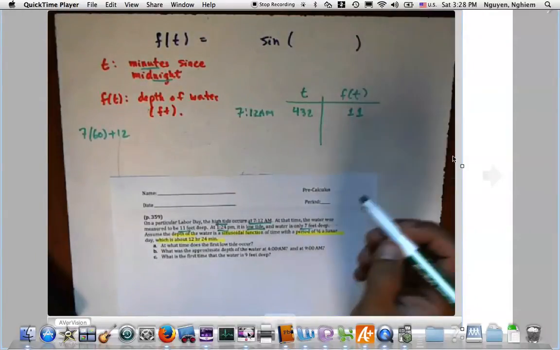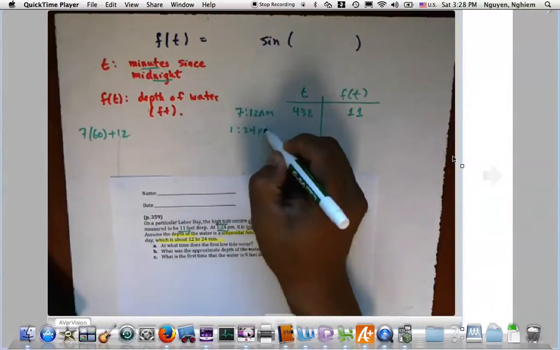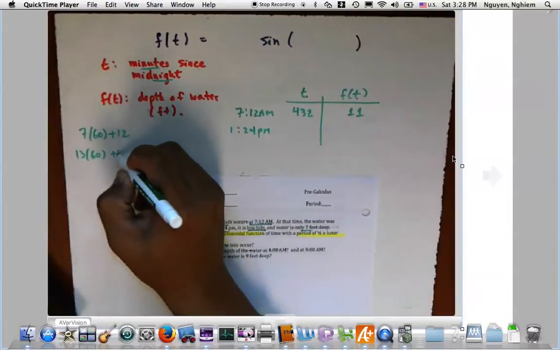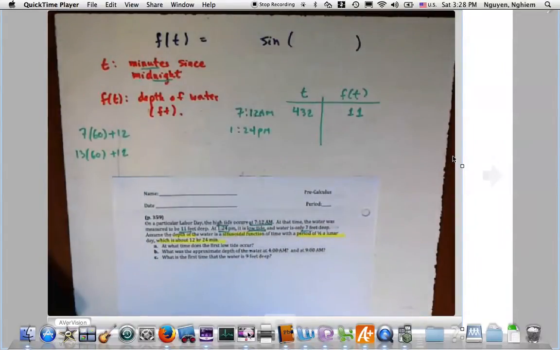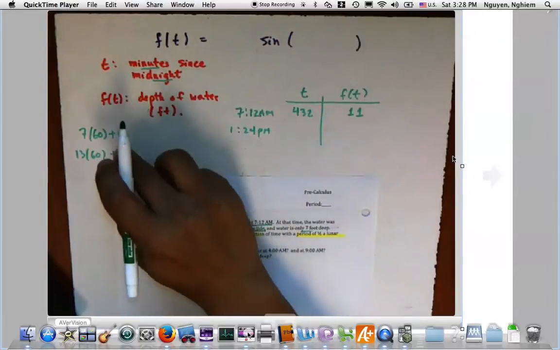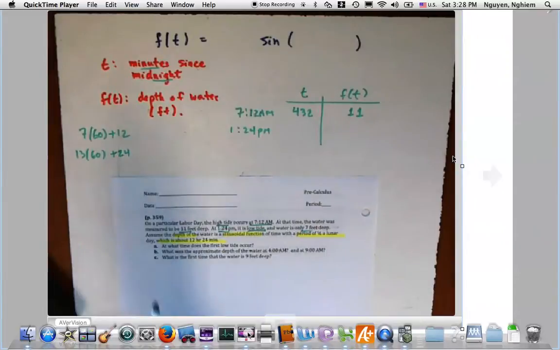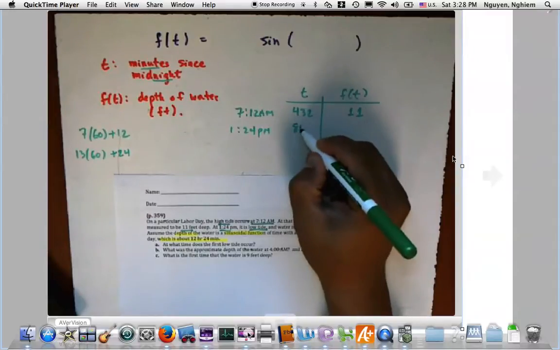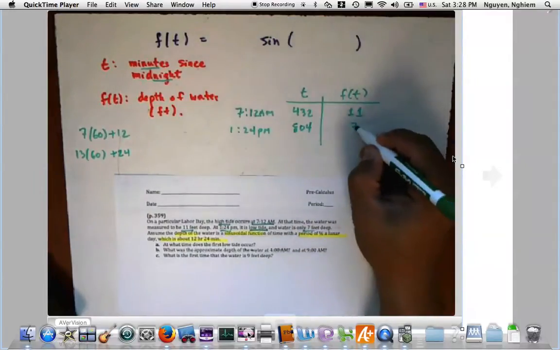And then the next time we have here is 1:24 p.m. So that's been 13 hours. 13 hours times 60 minutes plus 24. I don't know why I wrote 12. Okay. 13 times 60 is 780. Plus 24, that's going to give us 804 minutes since midnight. And the water was 7 feet deep at that time.